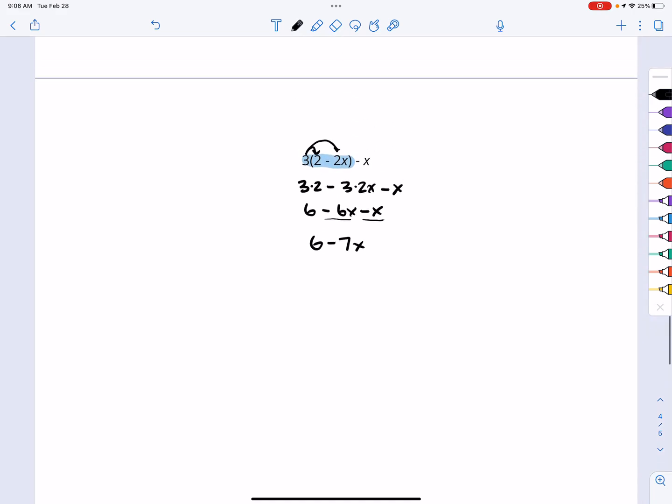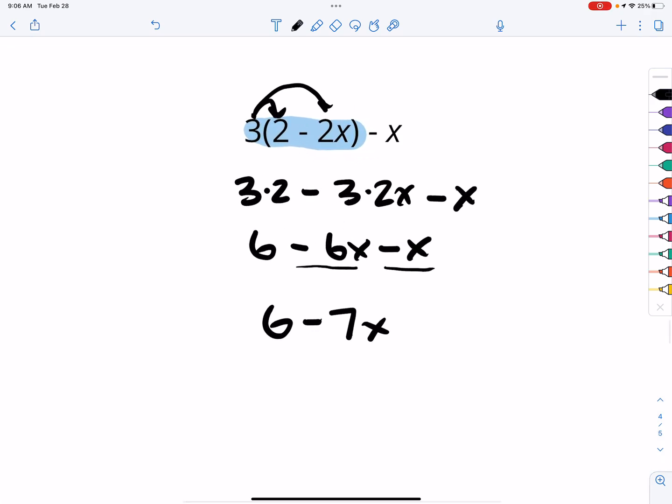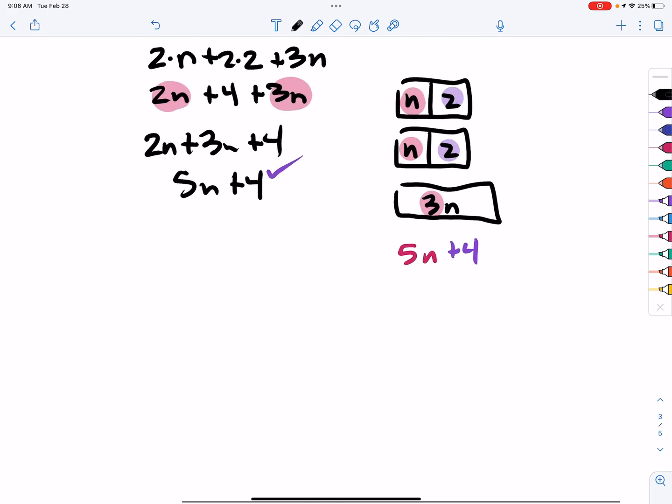So just keep in mind as you're going through this that when you're subtracting, track what you're subtracting and how much of it you are subtracting. And when in doubt, model it out.